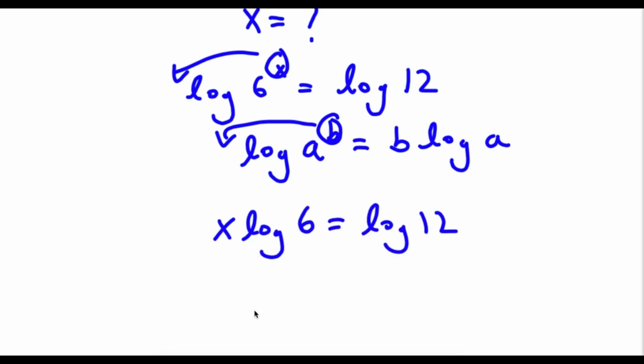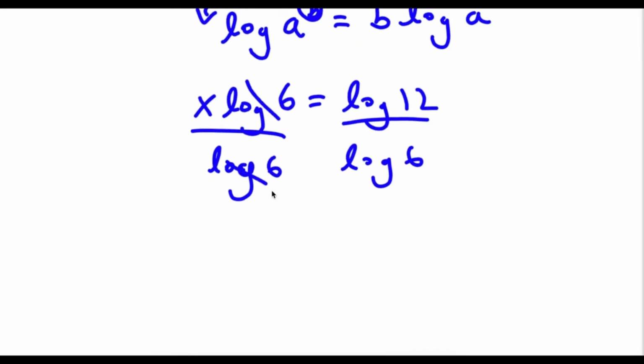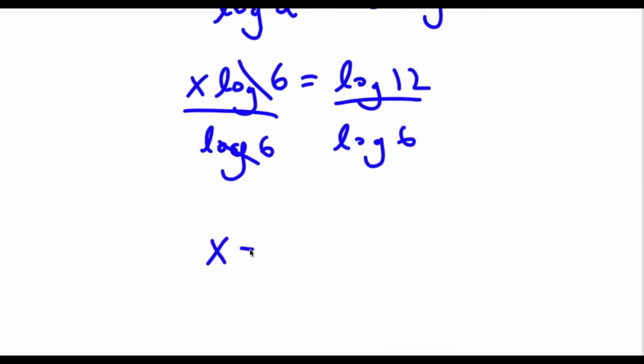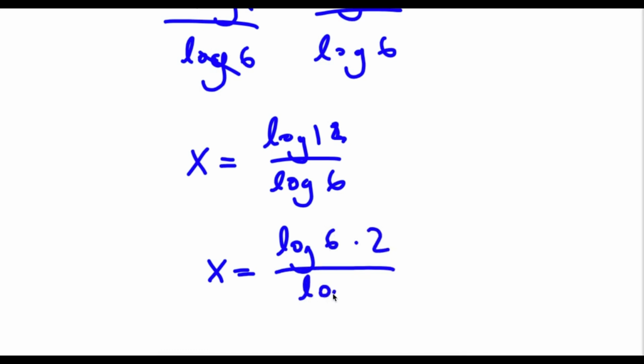And now what I'm going to do is divide by log 6 on both sides. So now these two cancel out, and I'll be left with x is equal to log 12 over log 6. Now log 12 is the same thing as log 6 times 2. Now I have this over log 6.